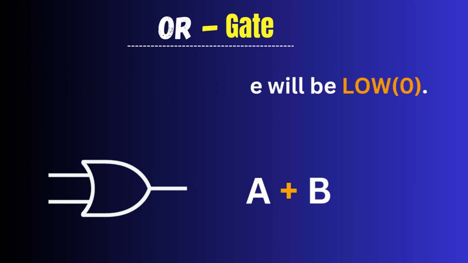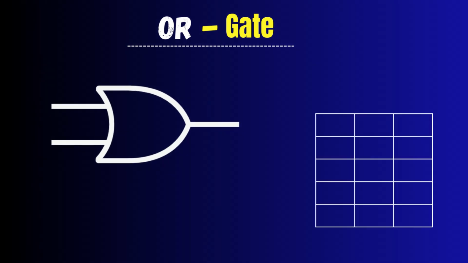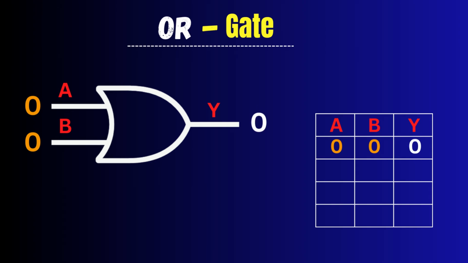Now we have an OR gate. It takes two inputs, A and B. We take two inputs. The two inputs are 0 and 0. There are no high values present. That's why the output would be 0.